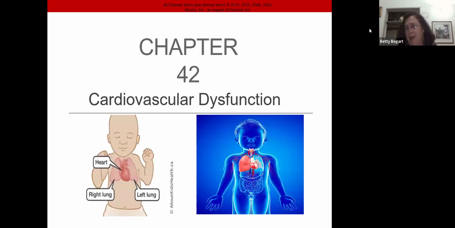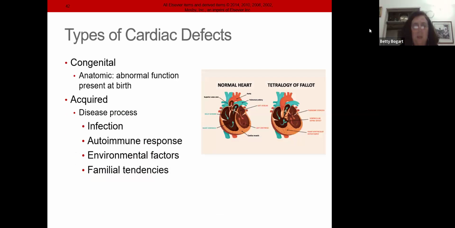Now, cardiac. So when we talk about children, we usually talk about congenital heart defects. That means these kids were born with this.